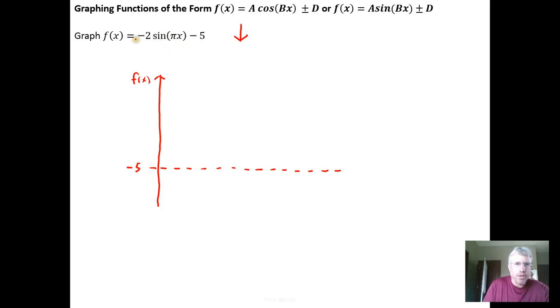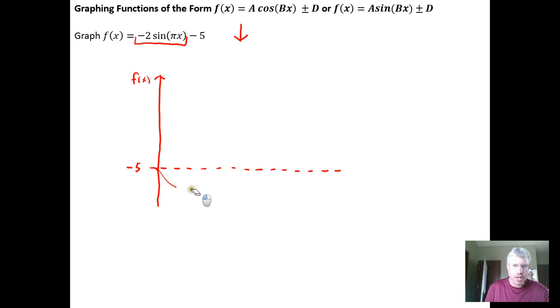Now look at the function -2 sine pi x and think about how you would graph this. Usually the sine function starts at its midline, the x-axis, and then it goes up high, down low, lowest point, back to its midline. But this negative is going to reflect it. So instead of starting at the midline and going up, it's going to start at the midline and go down.